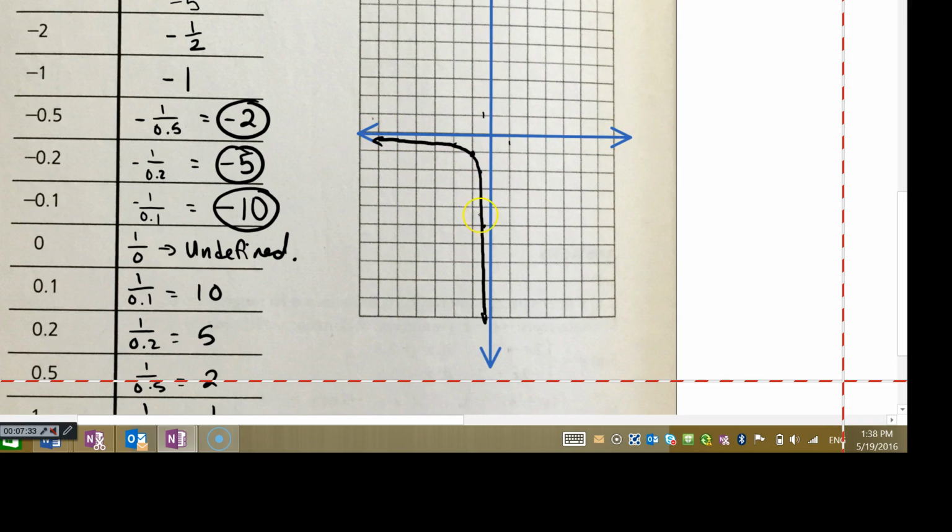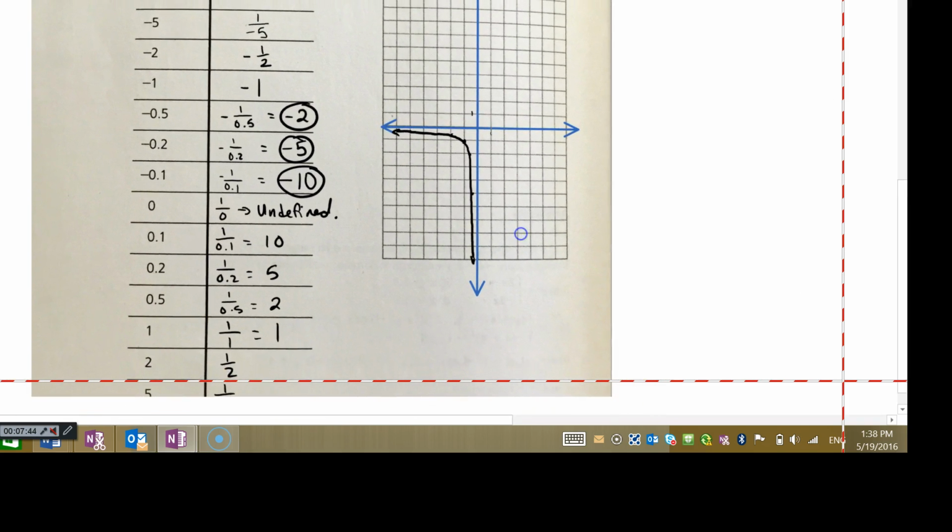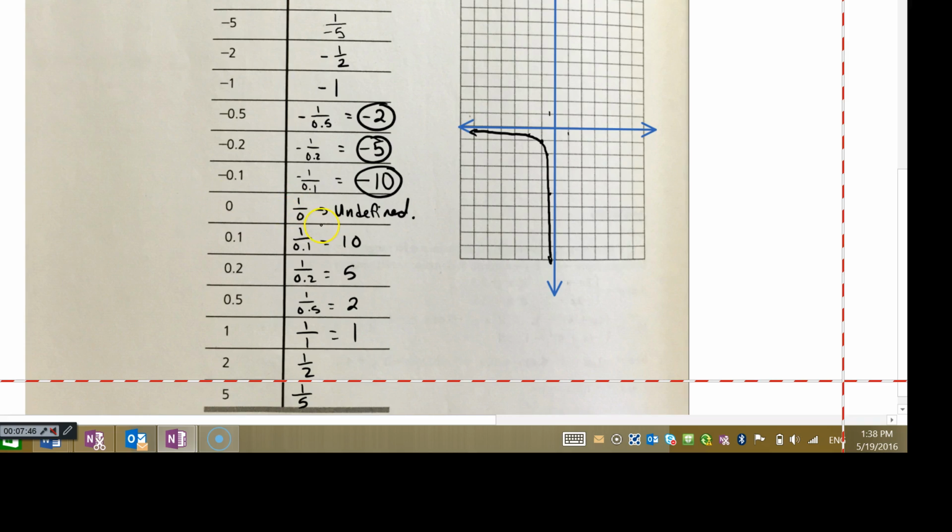And this one right here is asymptotic behavior because it will get closer and closer, but will never touch that axis. I'm just going to do the same thing with this side here. Now at 0 it's undefined, so I don't make any spot right at 0. But when x is 1 over 10, it's going to be up to 10.